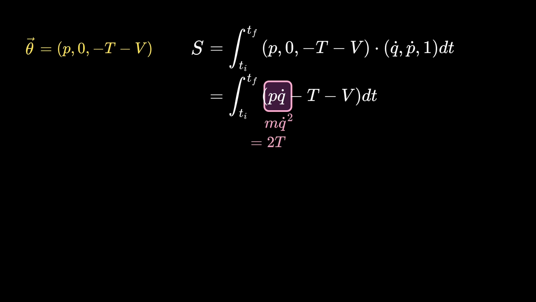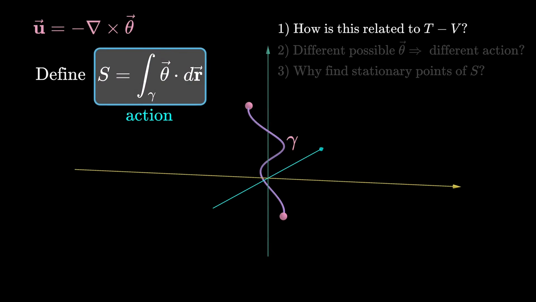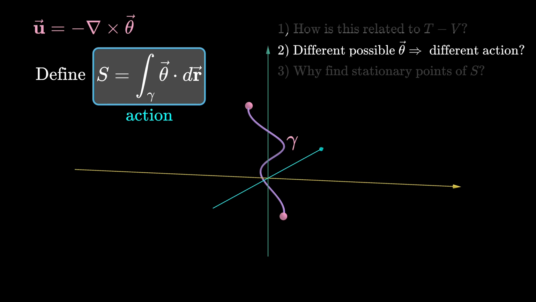Therefore, this S we defined is really the action we are familiar with. This answers our first question of how this line integral relates to kinetic minus potential energy. What about the next question?